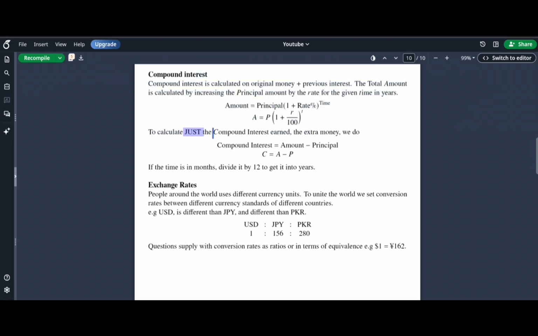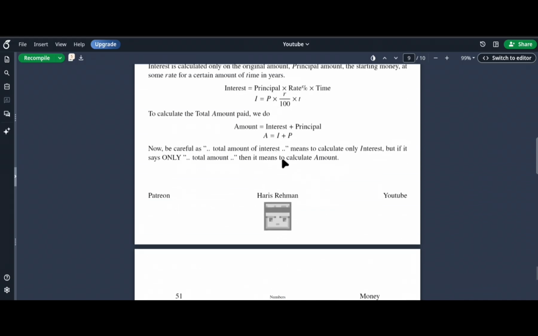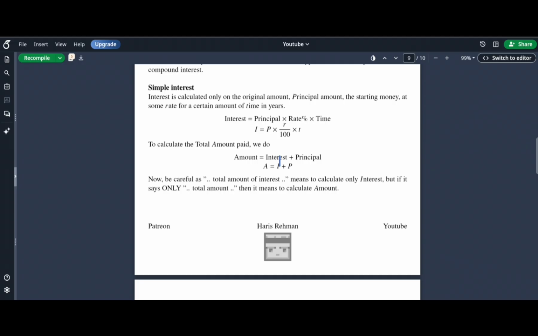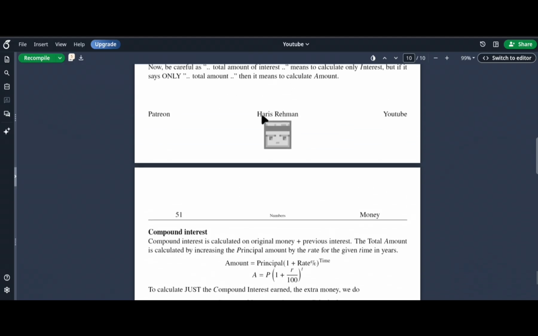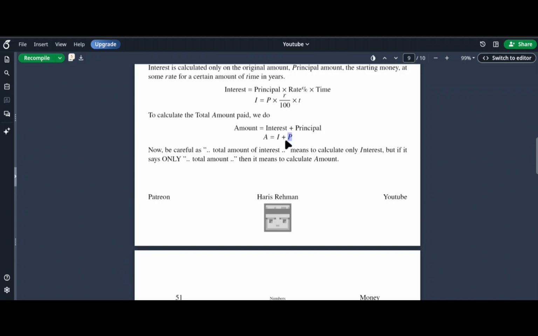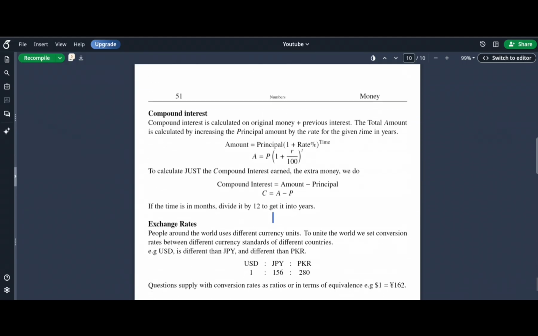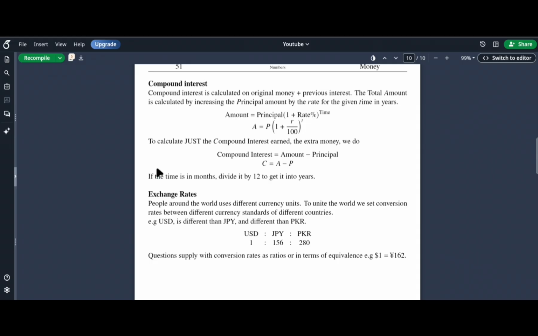Moving on, to calculate just the compound interest, the extra money that we build up over the years, we just subtract P from A. Recall how amount is equal to interest plus principal. Here the interest variable is C. We just move P to that side, so that's why the equation is like this. If the time is in months, divide by 12 to get it into years. Very simple.